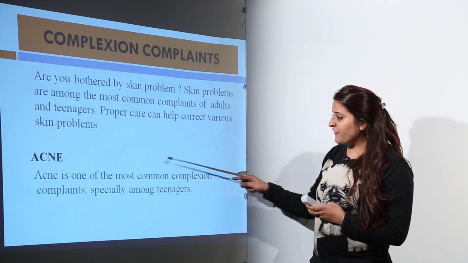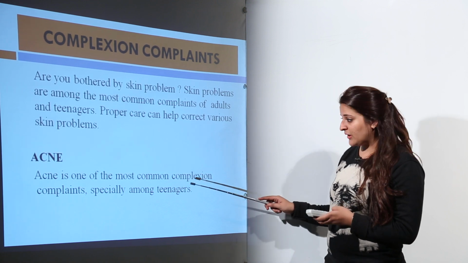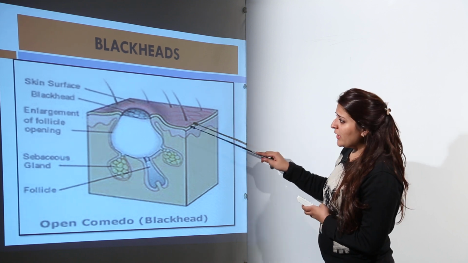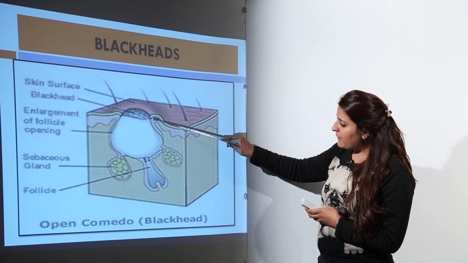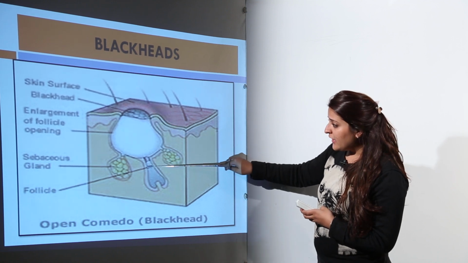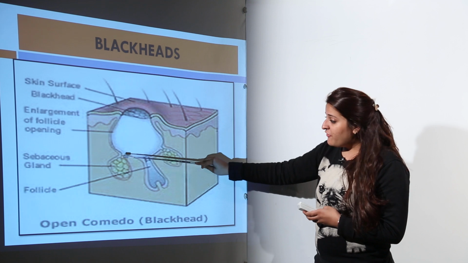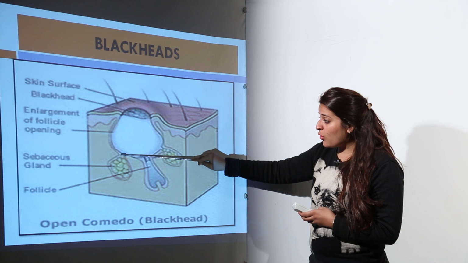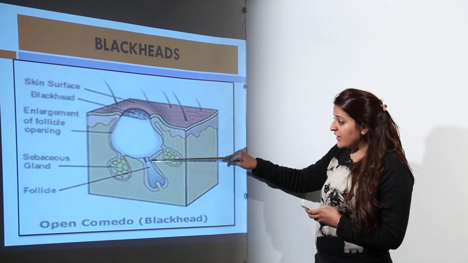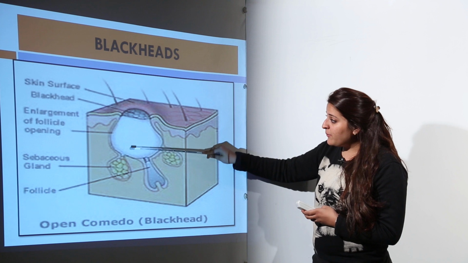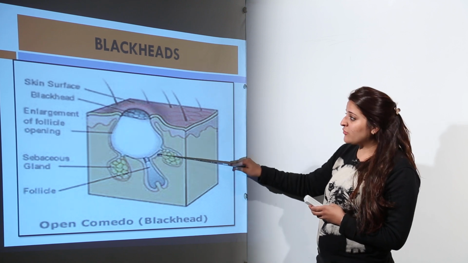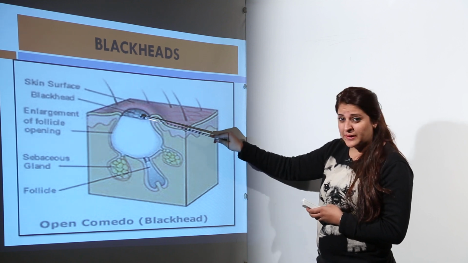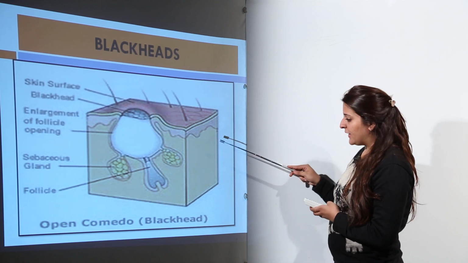So the first problem is acne, which is one of the most common complexion complaints, especially among teenagers. This is what a blackhead looks like. Why do we have blackheads? This is because of the follicle, which is a sebaceous gland. Whenever the sebaceous gland secretes more and more, and this secretion is so big that the follicle gets enlarged and the glands get enlarged, at that time this enlargement of the follicle leads to the formation of a black colored substance, or it looks like a black colored pigment, and this is known as the blackhead.